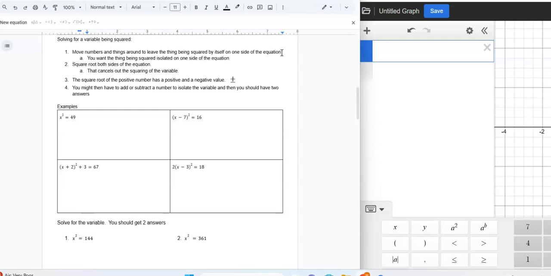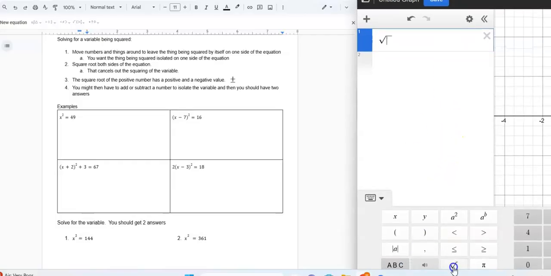All right. So after you've isolated it, you take the square root of both sides. Square rooting something that is squared kind of cancels it out. Meaning, if I want to square root x squared, it just becomes x.